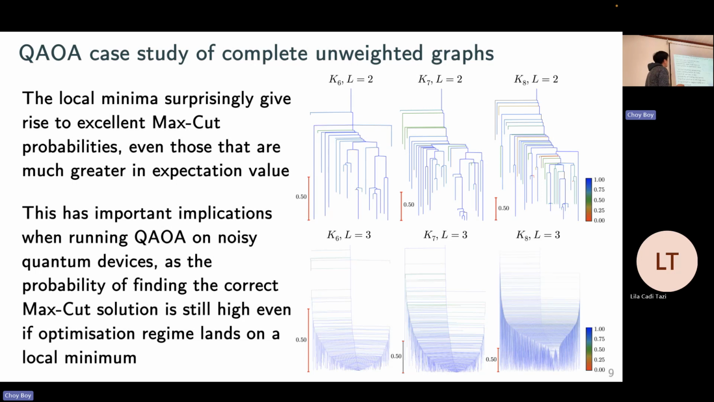Yeah, so we can take a look at the disconnectivity graphs for the unweighted graphs basically. We actually obtained quite good max cut probabilities for even minima that are quite high up in energy. This has quite an important implication in running it on the quantum device. It means that even if you were to land on some non-optimal local minimum, you're still getting quite a good probability of finding the correct solution. Therefore, this showcases the robustness of QAOA when running it on a NISQ device from an energy landscape perspective.